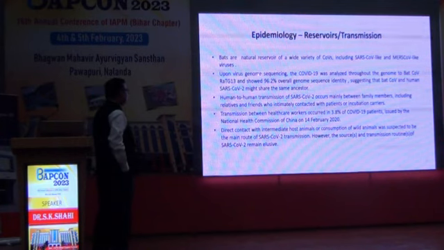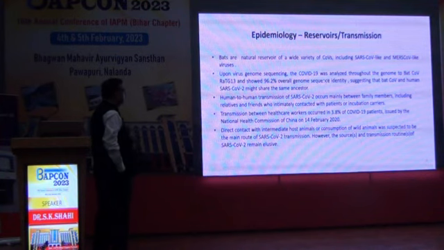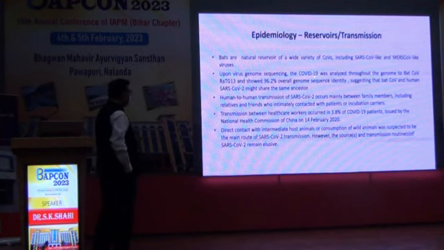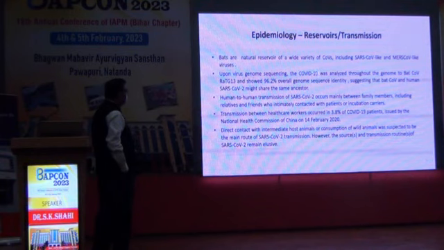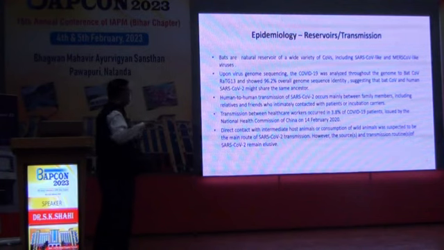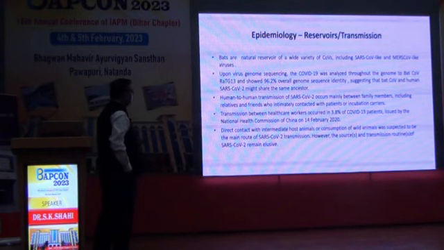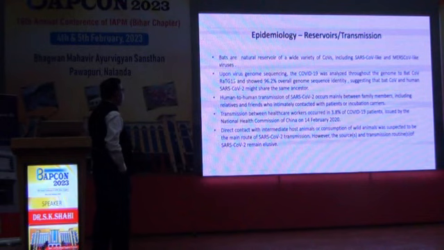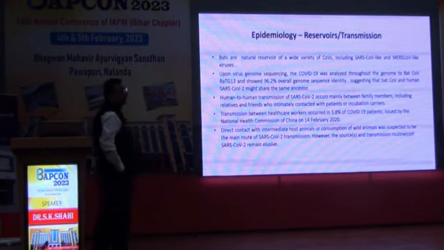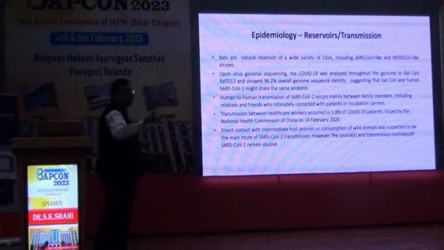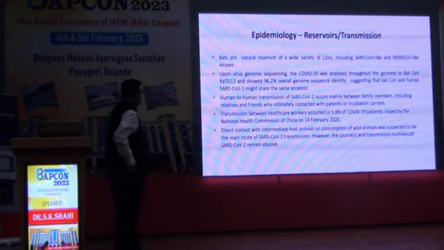Upon virus genome sequencing, which we did and scientists in other parts of the world did, they wanted to know what the reservoir is and how these genomes are similar. What they found was that COVID-19, analyzed through the genome, particularly with the bat coronavirus RaTG13, showed 96.2% overall genome sequence identity. That was the remarkable thing.